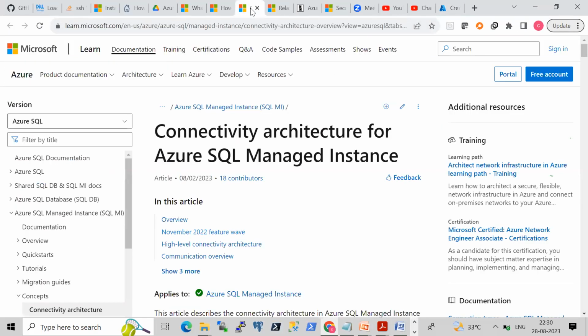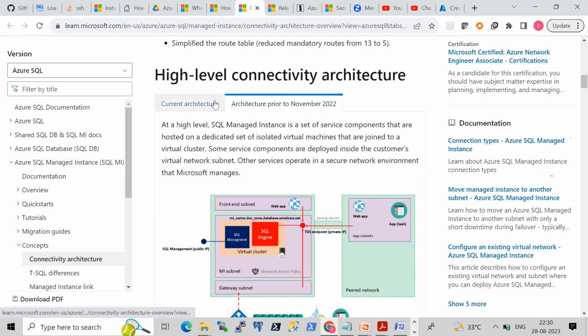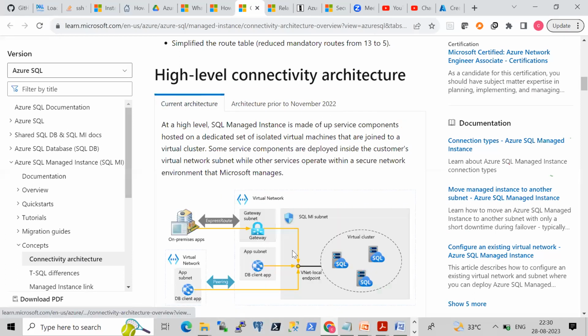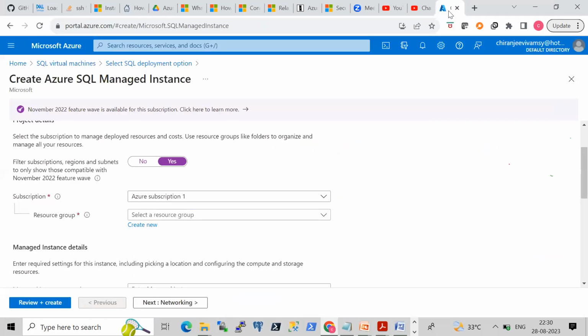And I will explain the differences in the architecture: what are the changes with respect to the architecture of the current one and the previous one. So this is the current one and this is the previous one. Okay. Any questions?